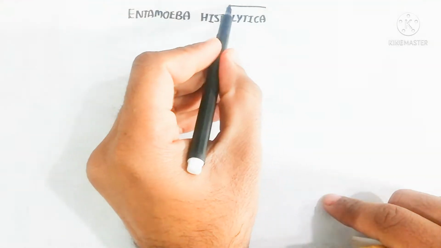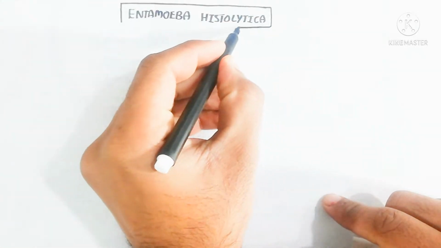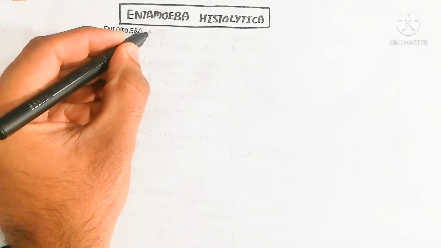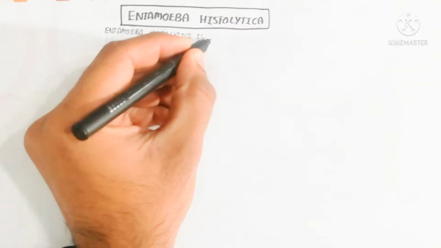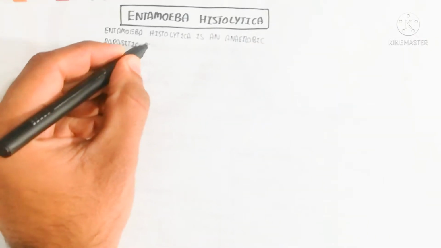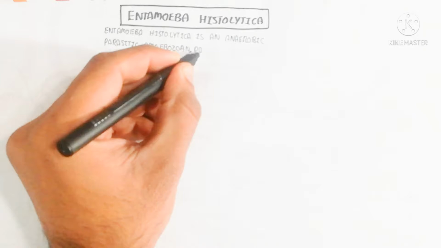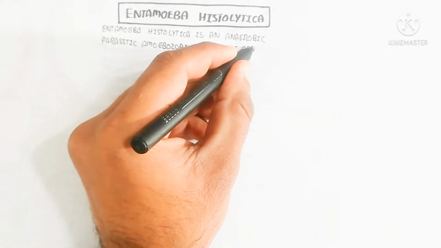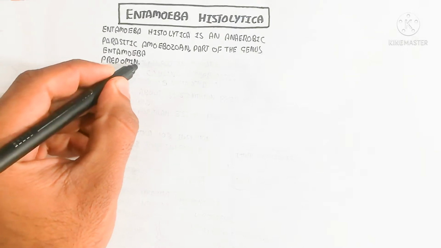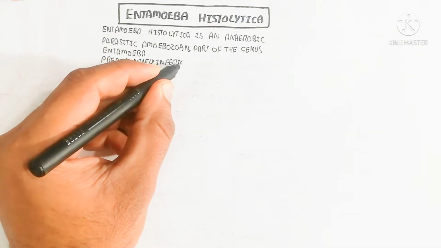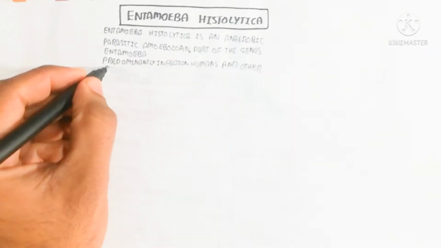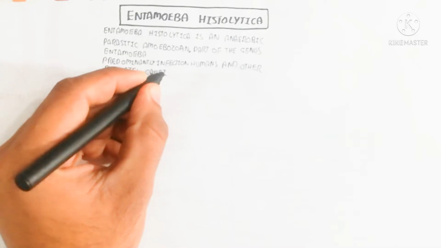First of all, I want to share some information about Entamoeba histolytica. Basically, Entamoeba histolytica is an anaerobic parasitic amoebozoan. It grows in the absence of oxygen, while in the presence of carbon dioxide, and is part of the genus Entamoeba.